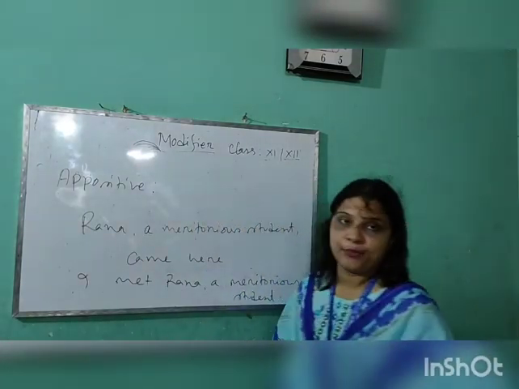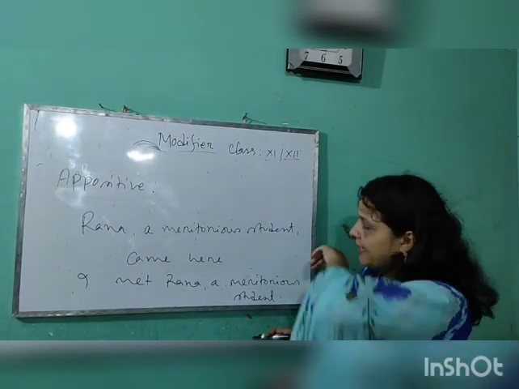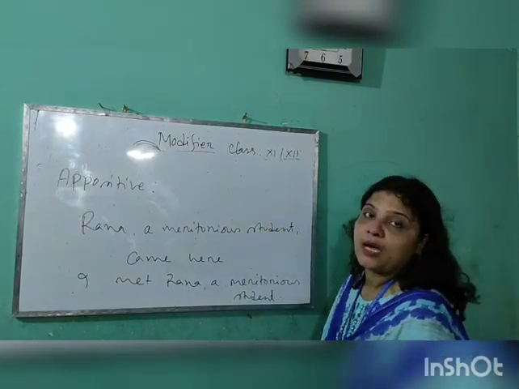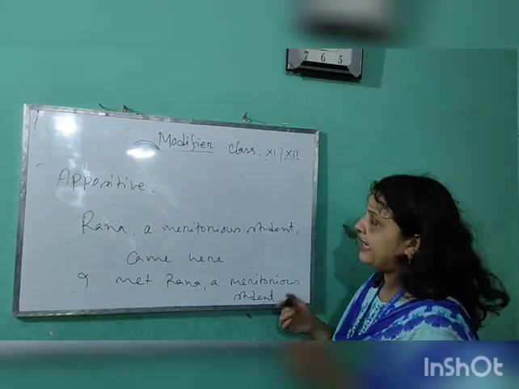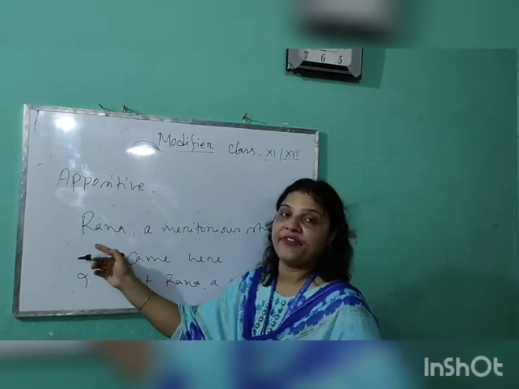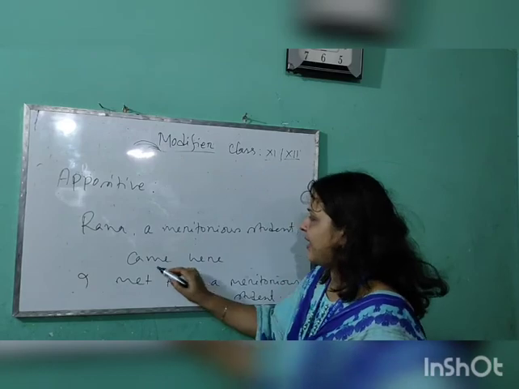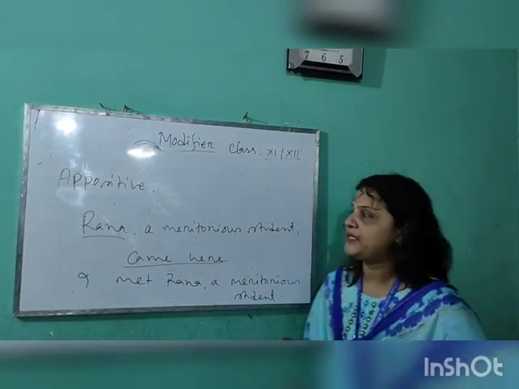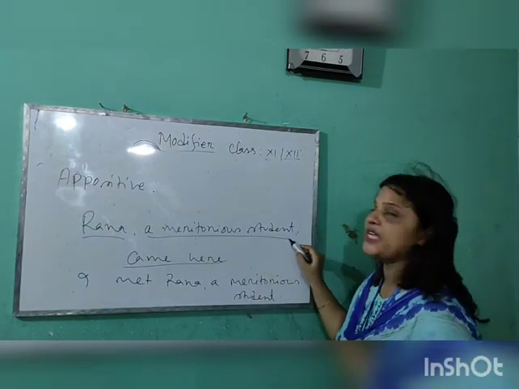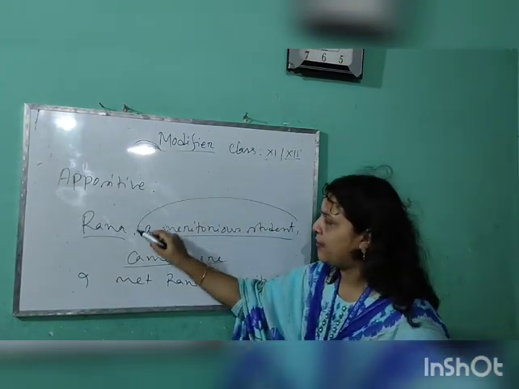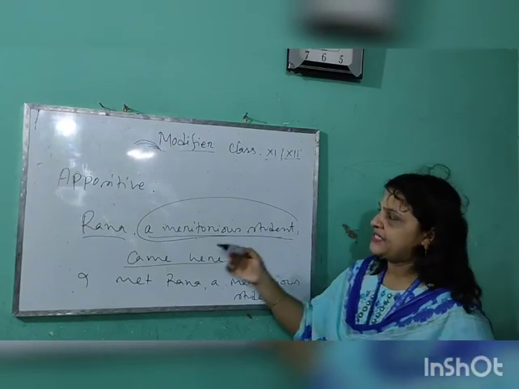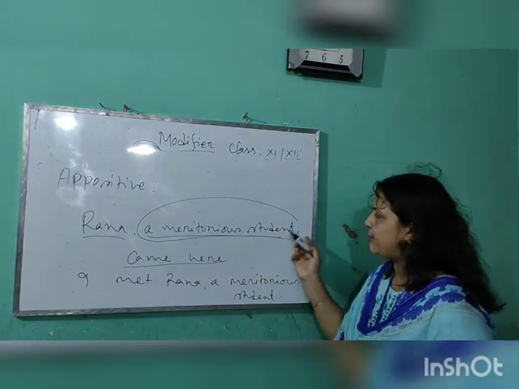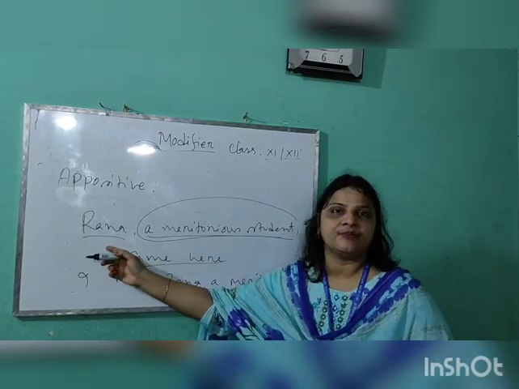Let us see what an appositive is. An appositive basically comes after the noun, and it gives extra information about that very noun. Rana came here, this is the main sentence. But who is Rana? A meritorious student. So this group of words gives extra information about Rana. This is called apposition, and it is used after the subject.